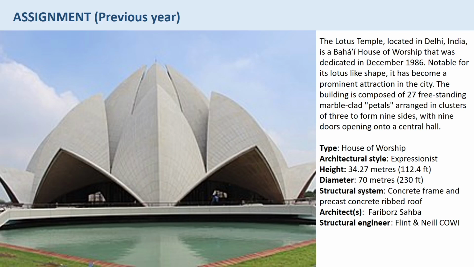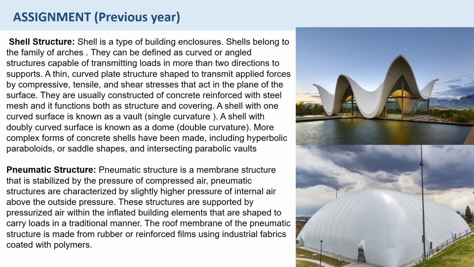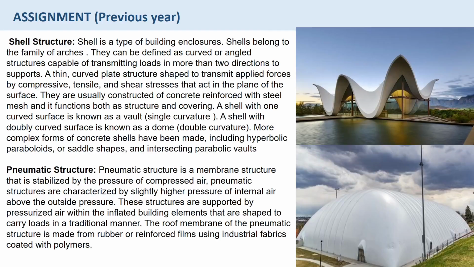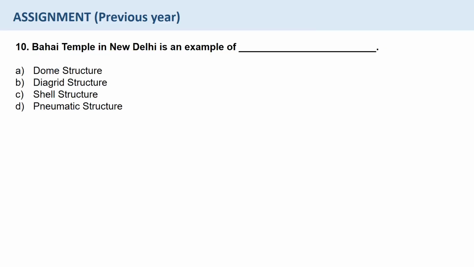Type: house of worship, architectural style: expressionist, height 34.27 meters, diameter 70 meters, structural system: concrete frame and precast concrete ribbed roof, architect Fariborz Sahba, and structural engineers Flint and Neill, COWI. So shell structures and pneumatic structures have been explained in the previous answers, and also dome and diagrid structures. All these terms have been explained in the previous questions. So the question basically asks that the Baha'i temple in New Delhi, or the Lotus temple in New Delhi, what is it an example of?